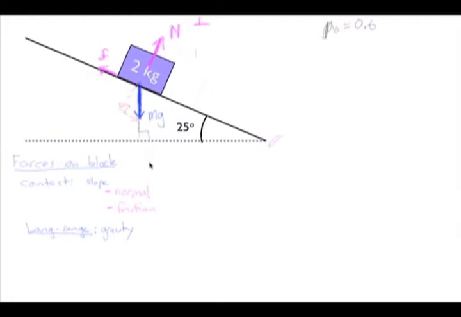This is a 90-degree angle. So this is 25 degrees. This is 90 degrees. The angle here, well, the sum of all of these angles has to add up to 180 degrees. They're the inside of a triangle. So 90 degrees plus 25 degrees plus whatever this angle is have to add up to 180 degrees. That tells us this angle better be 65 degrees.